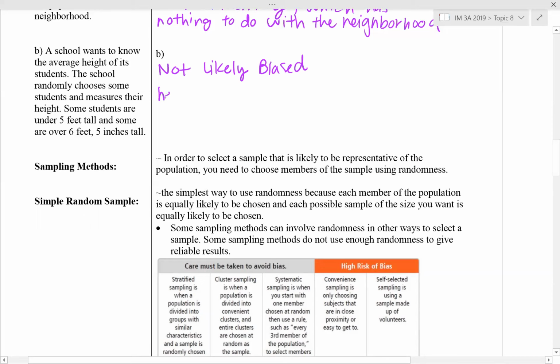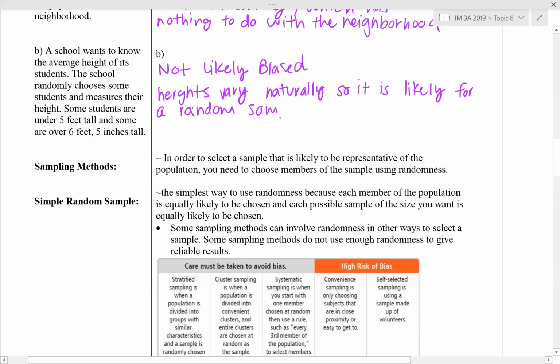So heights vary naturally. So it is likely for a random sample to contain extremes.